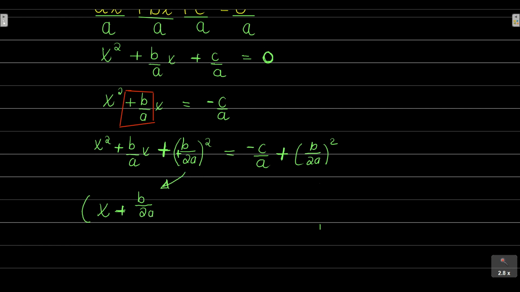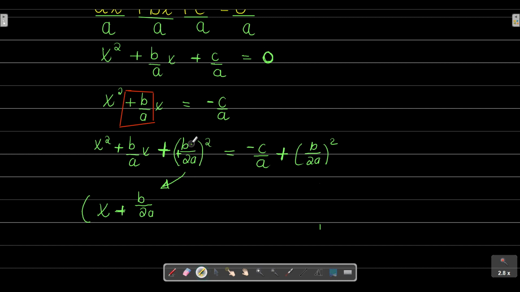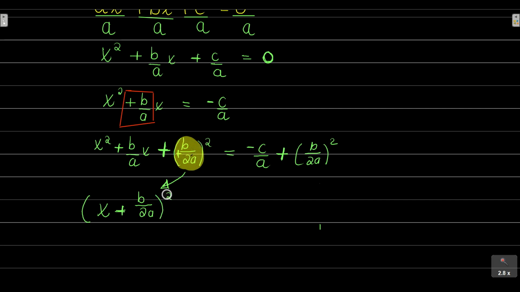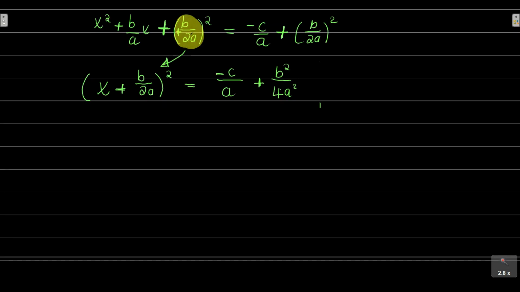The value that is inside your bracket, you write it just the way that it is: your positive b over 2a, all squared. And that is equal to negative c over a plus, let us just simplify this bracket here. It's going to be b squared over 2 times 2 to the power of 2 is 4, and a to the power of 2. So what do we notice now? We factorized the left-hand side, we need to simplify the right-hand side.